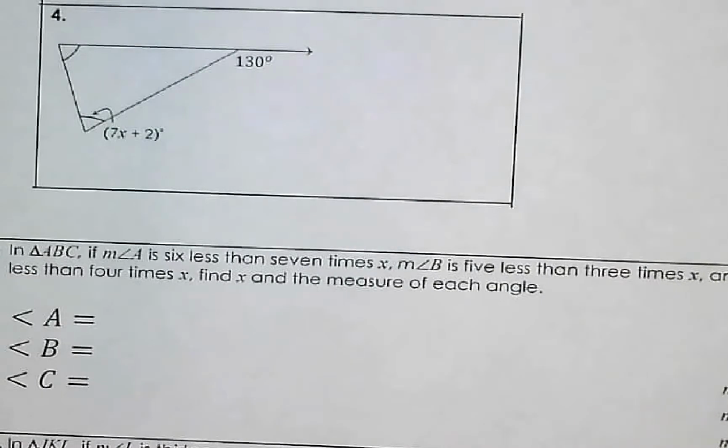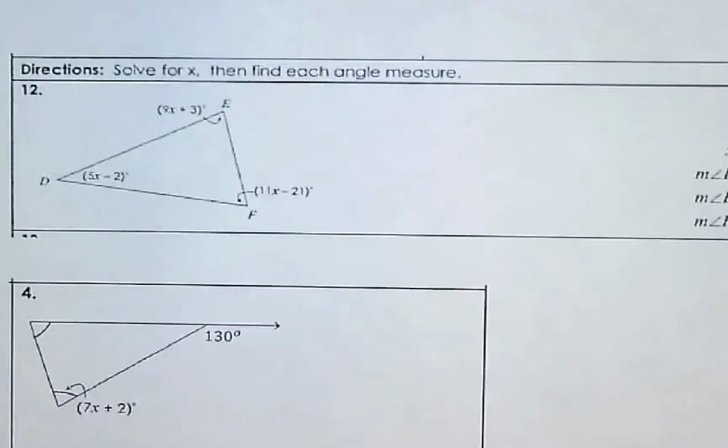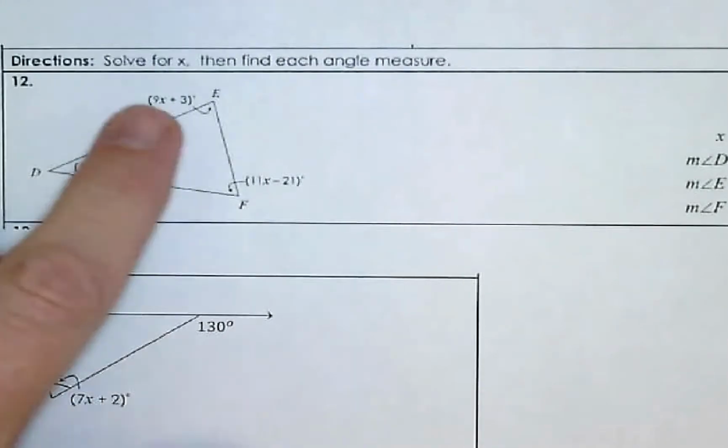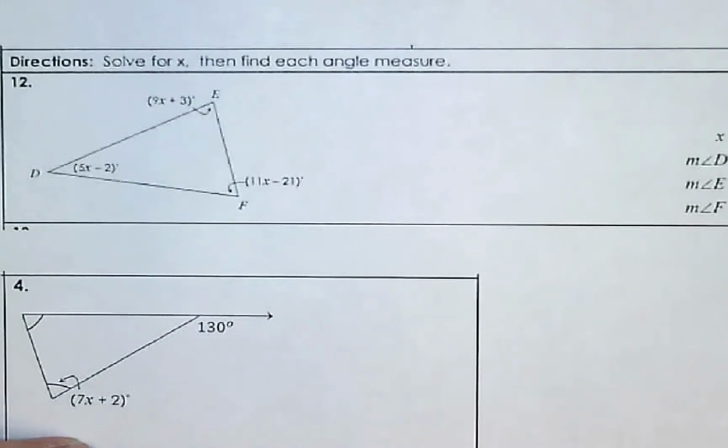Okay, let's go on to the next page. The next page is just using those same ideas, except we're going to put some algebra to it. So when I take a look at this triangle, you can see I'm given all 3 angles. They want me to solve for x and find the measure of each angle.